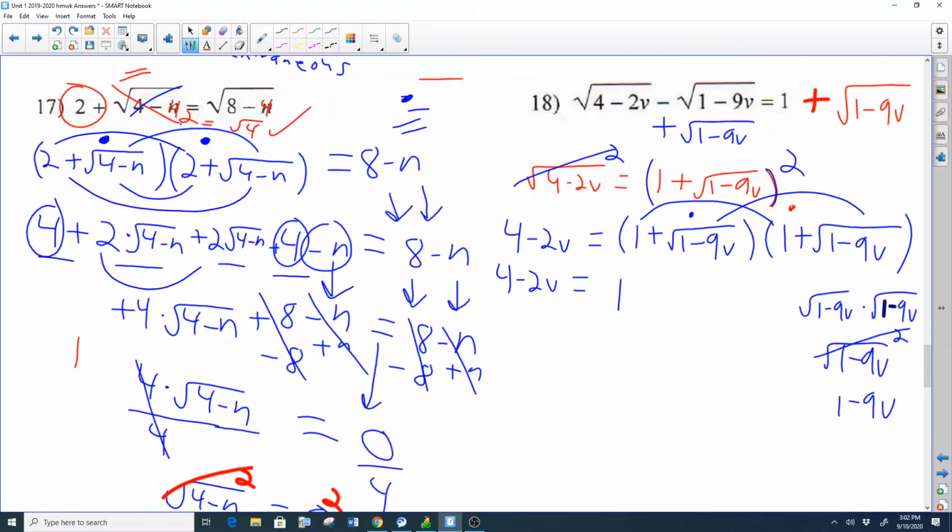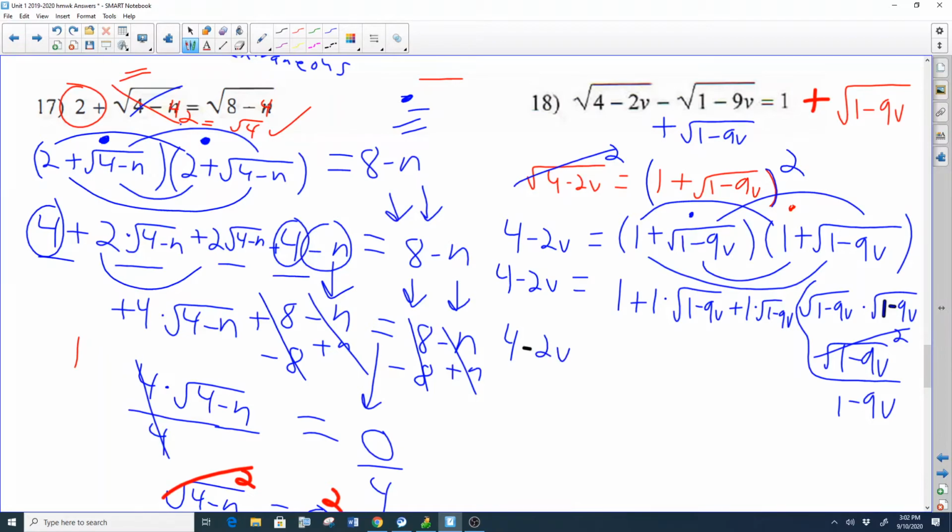Then where it gets tricky is now we have to do the nose and the mouth. So radical 1 minus 9v times 1. That's going to be a plus 1 times radical 1 minus 9v. Then you have the mouth, which is the outside terms, which is another 1 times radical 1 minus 9v. So we're going to do plus another 1 times radical 1 minus 9v. There's so many of them. Okay, so now we bring down the 4.